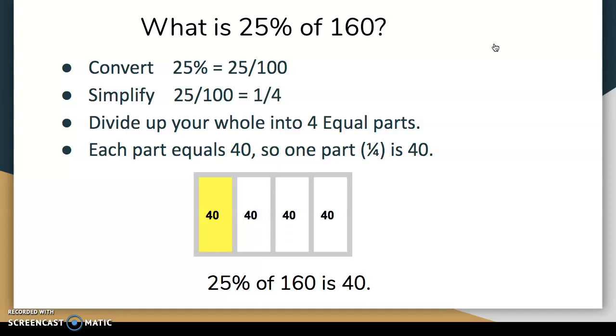To find out the 25% of 160, first you convert 25% to a fraction, 25 hundredths. Then you simplify. 25 hundredths equals 1/4. You need to now divide your whole into 4 equal parts, and each part's value will be 40. So 25% of 160 is 40, or 1/4 of your whole.